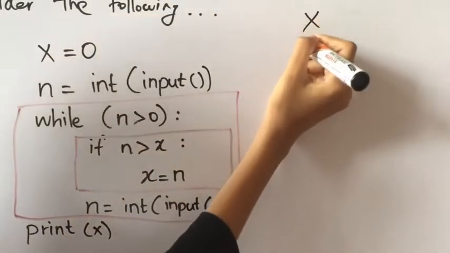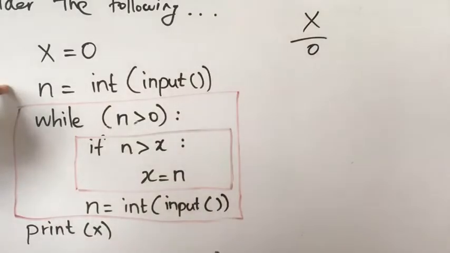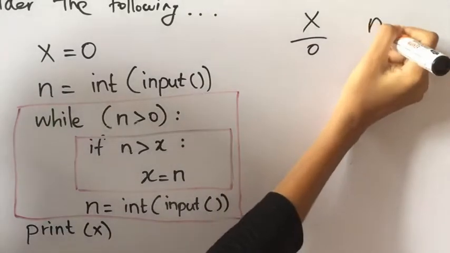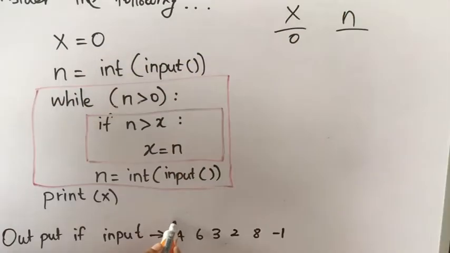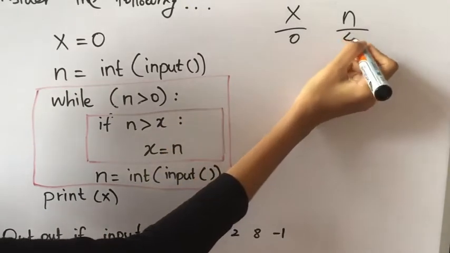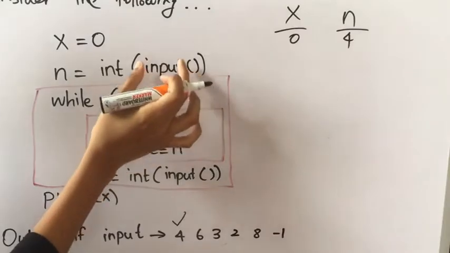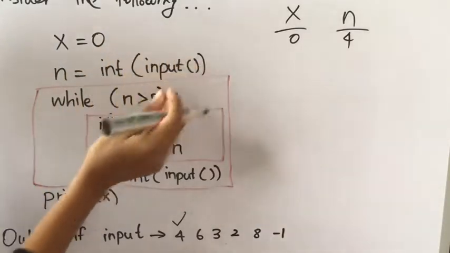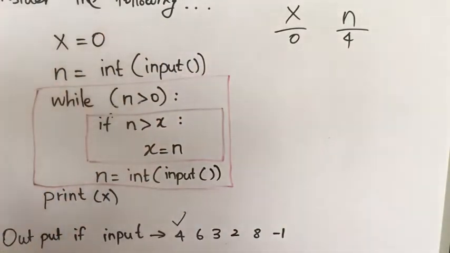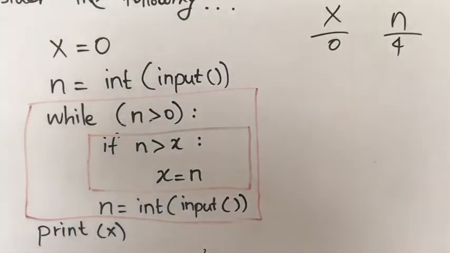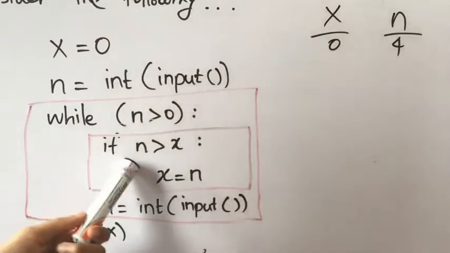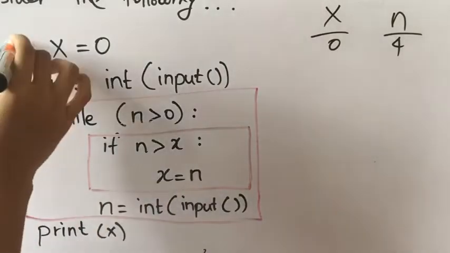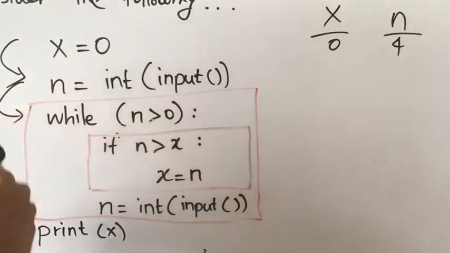x has the value 0, right? And n, we are going to get the input. I just mark it that this is passed. Okay, 4 is passed, so 4 is n now. int 4 means the string 4 will become an integer and be assigned to n. While n is greater than 0: 4 is greater than 0, yes, so it will go in. So we came here and we are in the while loop.